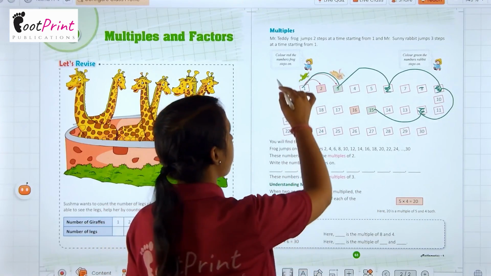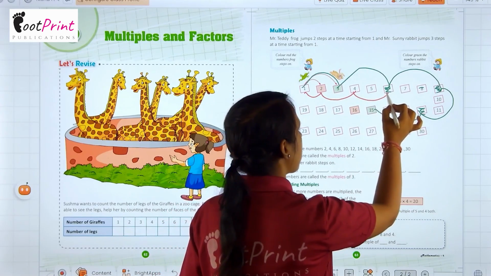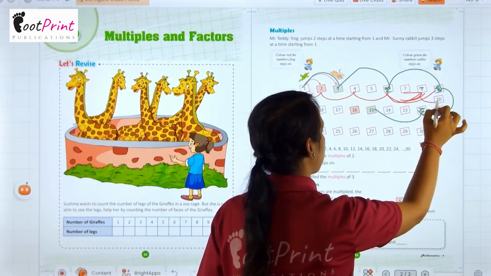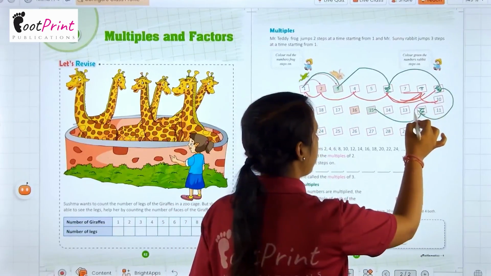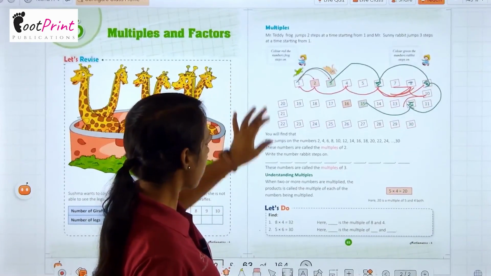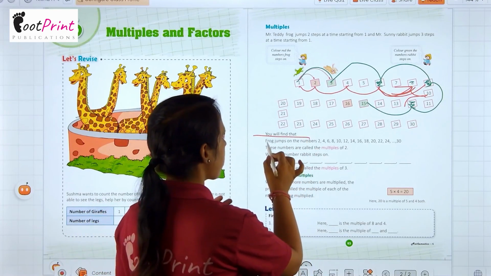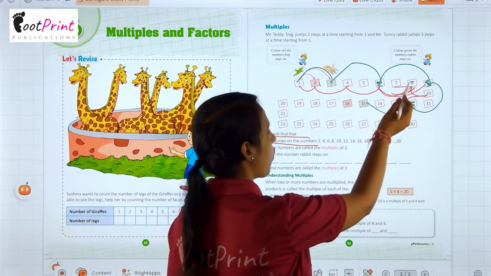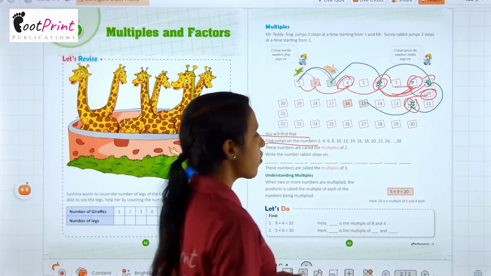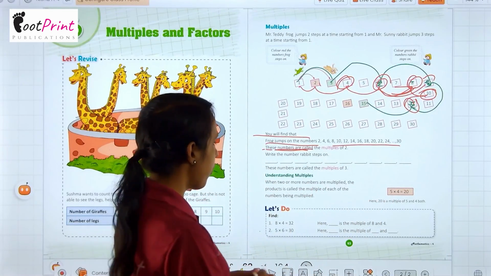So we'll go to the frog. Frog will jump like that, 2, then 4, then 6, then 8, then after that 10, after that 12. Just like that you have to complete all the given picture. Okay. So now we have some question here. We will find that frog jumps on the numbers 2, 4, 6, 8, 10, 12 and so on. Okay. These numbers are called multiples of 2.